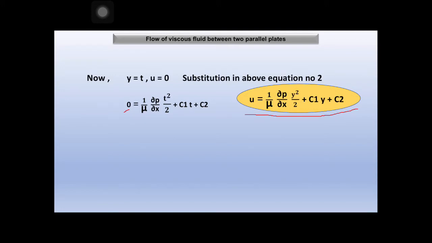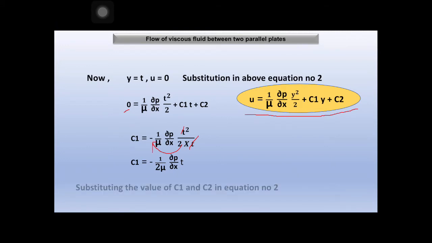Similarly, dp by dx will come as it is, t square by 2 plus c1 into t plus c2. So upon solving this, we are going to get the value of c1 is equal to 1 minus mu dp by dx into t square by 2 into t. So this t1 and this t will get cancelled, and the equation will become c1 is equal to minus 1 by 2 mu into delta p by delta x into t, as this 2 will go here and it will become a 2 mu. You can see clearly here.